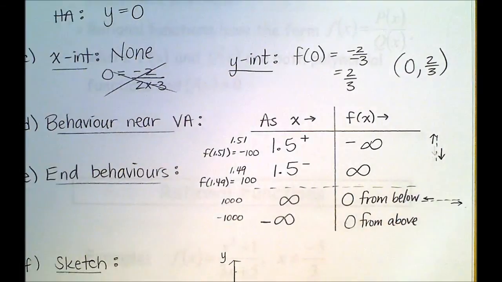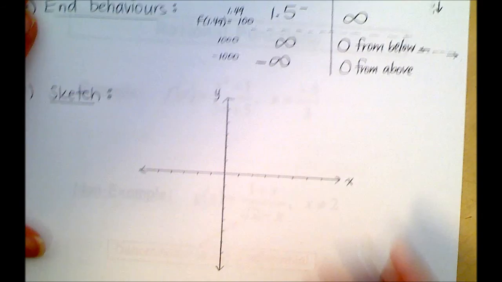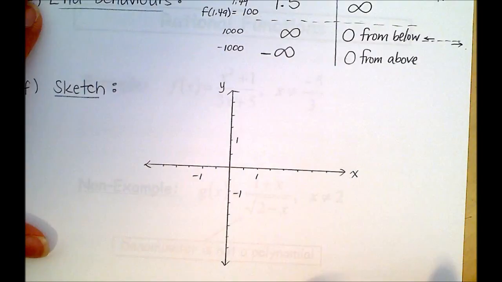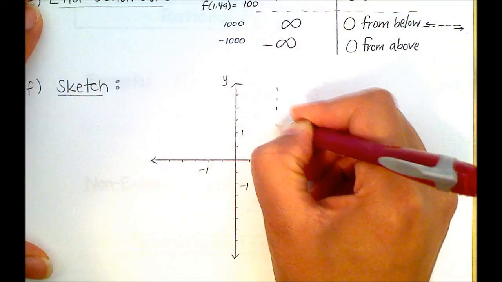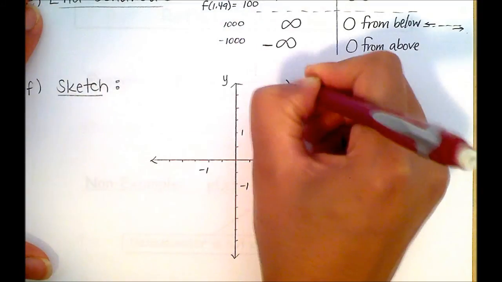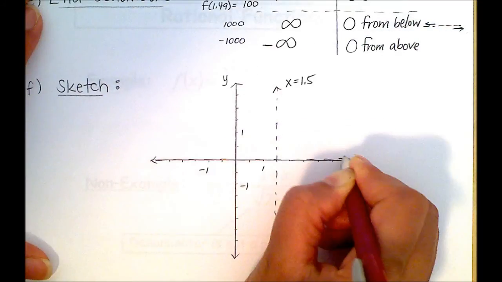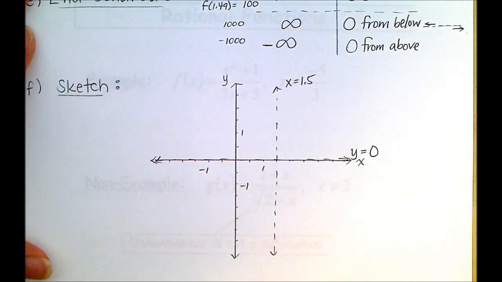Okay, and then we can take all this information and use it to help us graph. The first thing I'm going to graph is a vertical asymptote at 1.5. I'll use a scale of 1/2. And so I'll sketch the function. We have a vertical asymptote at 1.5. Remember to draw a dashed line. So there's x equals 1.5. And then I have my horizontal asymptote at y equals 0. We had no x-intercept, but we had a y-intercept at 0 and 2/3, so that's about there.